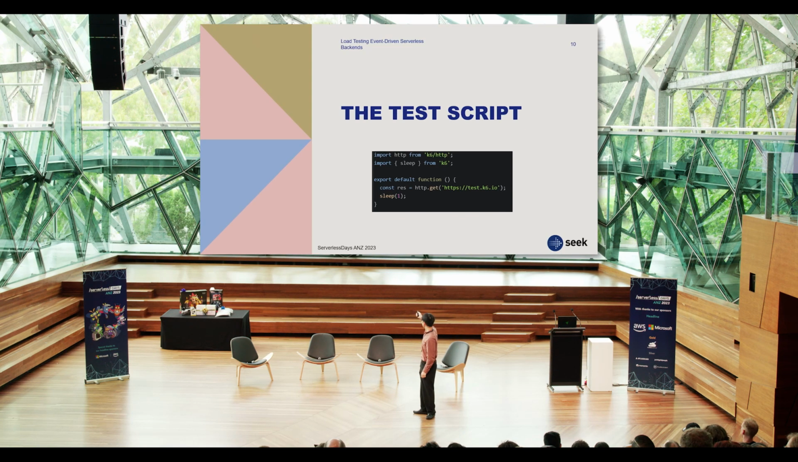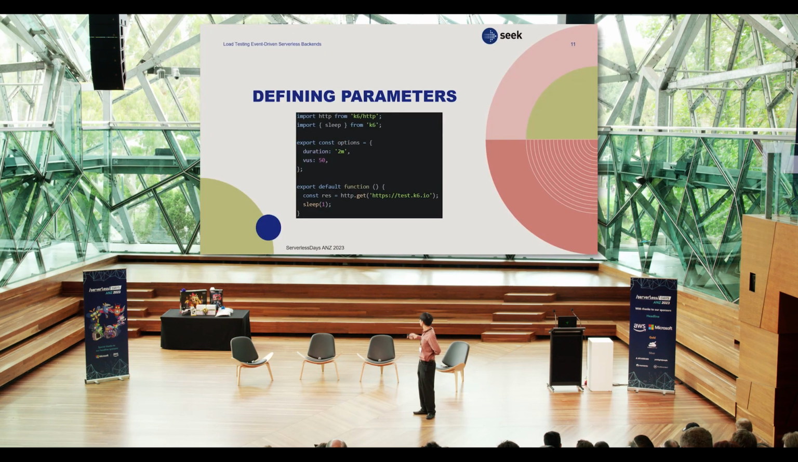So within this test script, we're using K6 to get a test website, which is test.k6.io. If you've already worked with K6 for a while, you're probably familiar with this. What we're doing is getting the website with an HTTP GET request. Pretty simple still. We then do a bit of a sleep, and afterwards, we start defining some of the parameters.